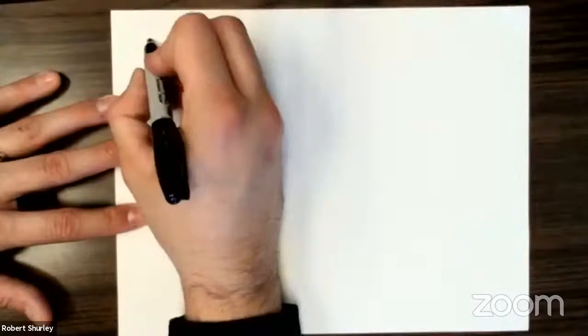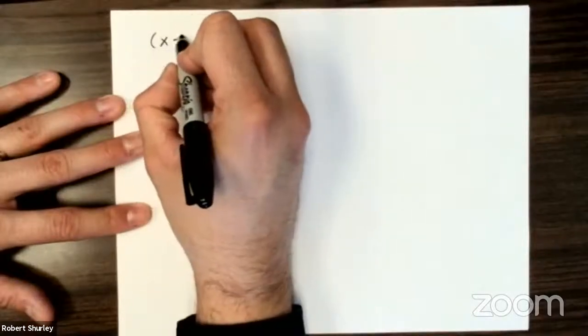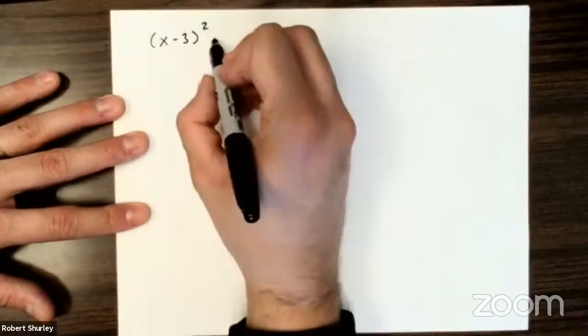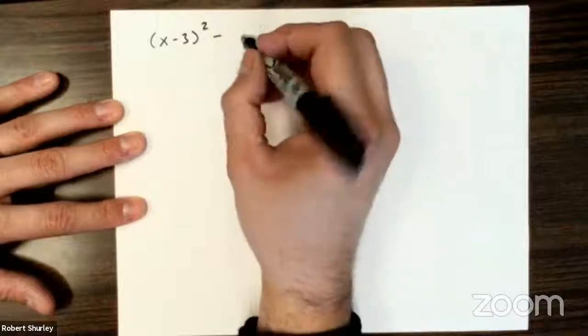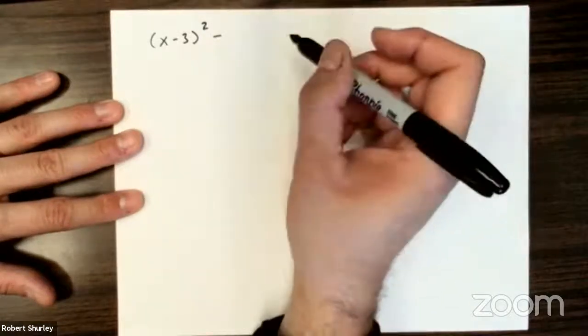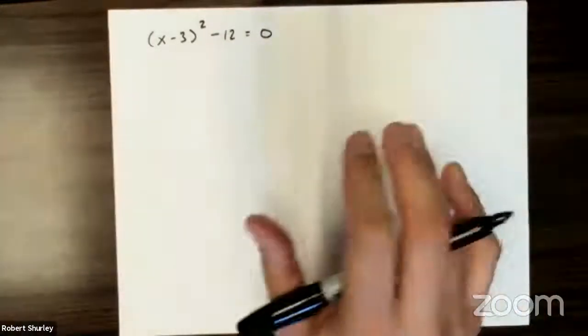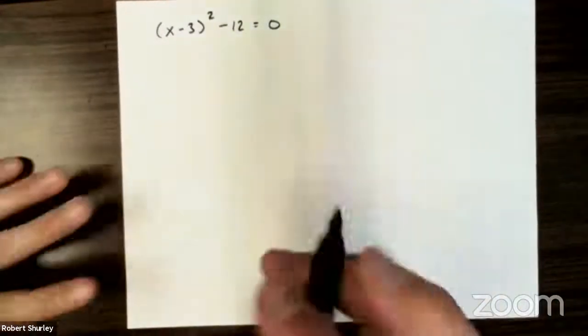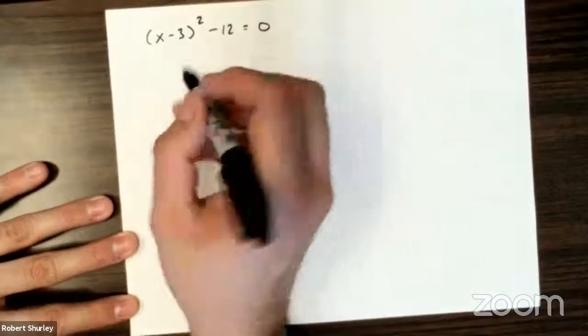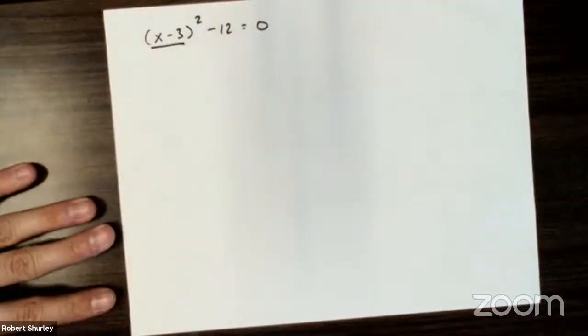Okay, so let's look at one where we have to solve it out more. So we have to really dig to get the x. So let's say we had x minus 3 squared minus, doesn't matter, but let's say 12 equals 0. Okay, so this one is different. And it's because it's not just the x being squared, you have a binomial being squared.